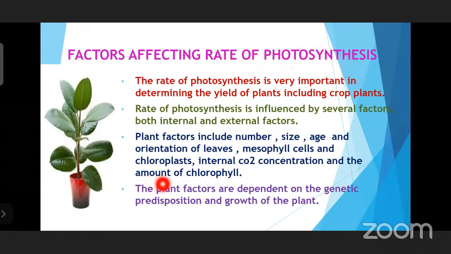As well as that, the plant factors are dependent on the genetic predisposition and growth of the plant. So even the genetic makeup, the chromosomes, is also very important in the plant, and this is going to decide the growth of the plant, its life cycle, everything. So all these are going to have an effect on the rate of photosynthesis.